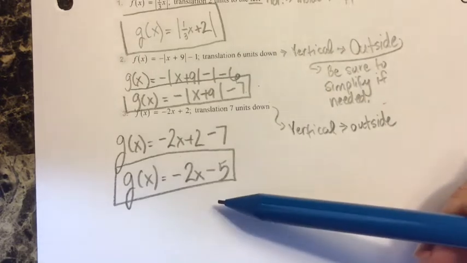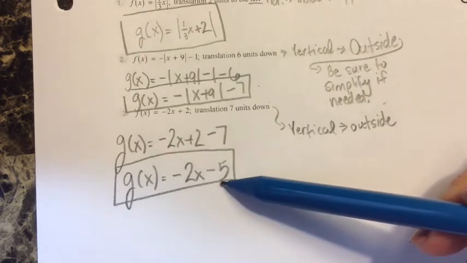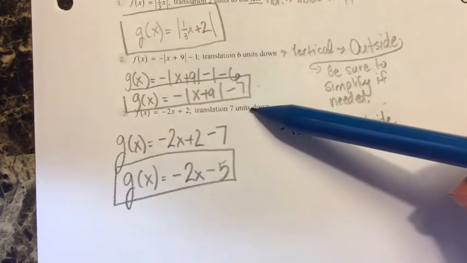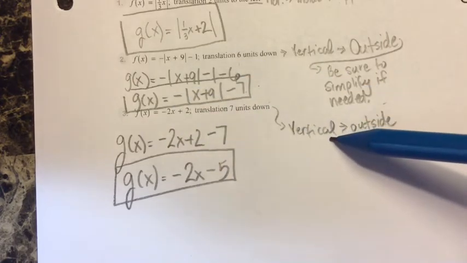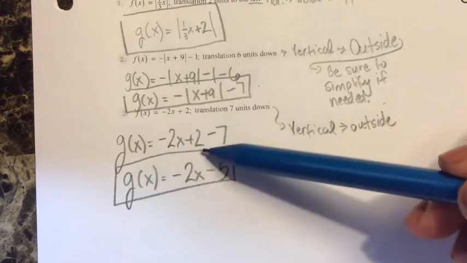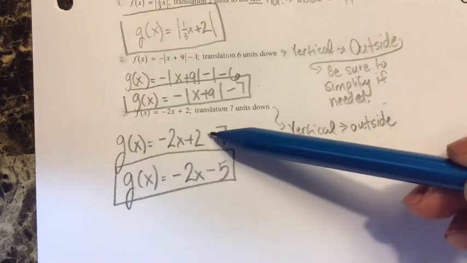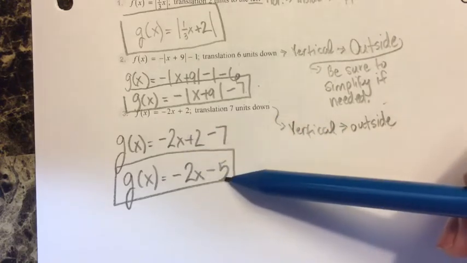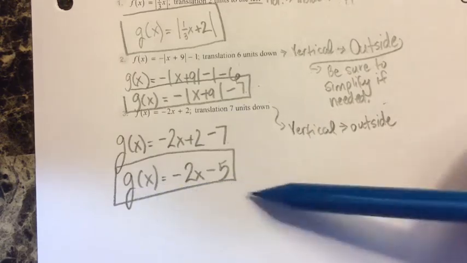For number 3, I need to transform this original f of x function down 7 units. That's a vertical transformation. It goes on the outside. So I took the f of x function and I translated it down 7, and then I combined like terms to get this new g of x function.